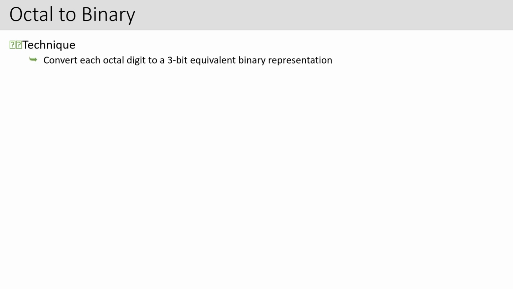Now we'll talk about how to convert octal to binary form. The technique will remain the same, but here there is a difference. In the previous case, I talked only about decimal: I converted decimal to binary, decimal to octal, decimal to hexa, and vice versa. Here, I want to convert an octal number to a binary number. What you are supposed to do is convert each octal digit to a 3-bit equivalent binary representation. What is the meaning of this? I'll explain it to you, but you'll have to keep it in your mind.